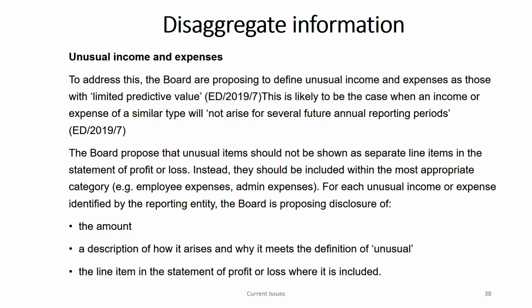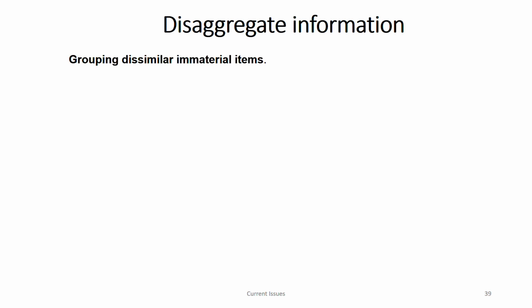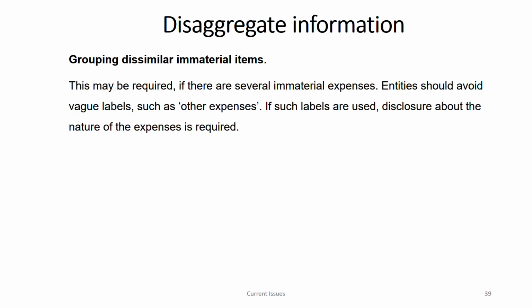Third are other items that are not operating expenses, that are not unusual income and expenses. The others, how do you disaggregate? Any dissimilar immaterial items, you can group them together. Dissimilar means they are not very similar to each other, but they're so immaterial, very small, that even if you group them together, it will not affect much. So those you can group together. If there are several immaterial expenses, rather than writing other expenses, avoid it, because this is not very clear.